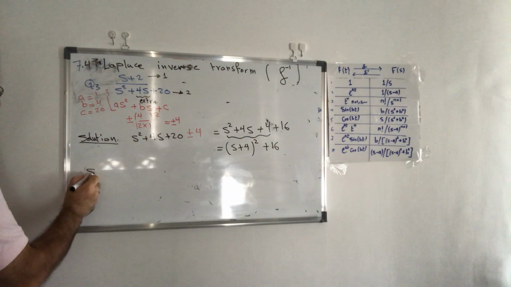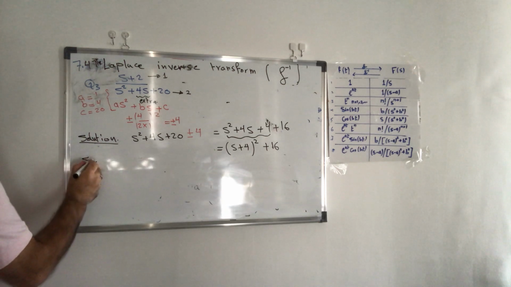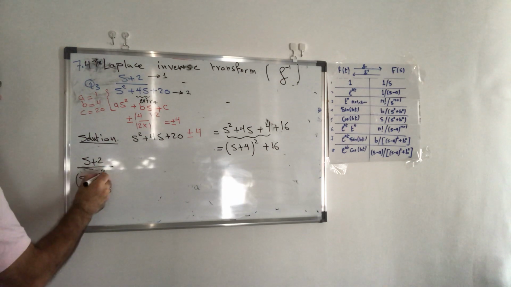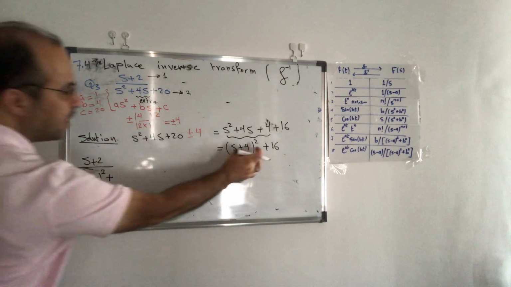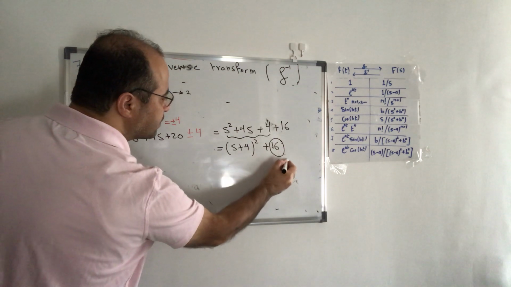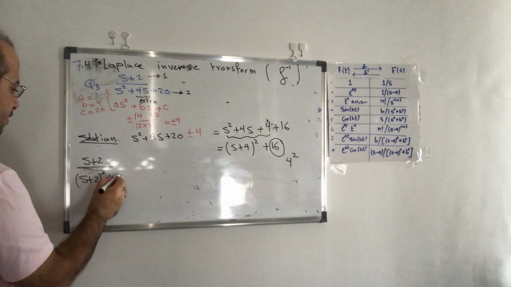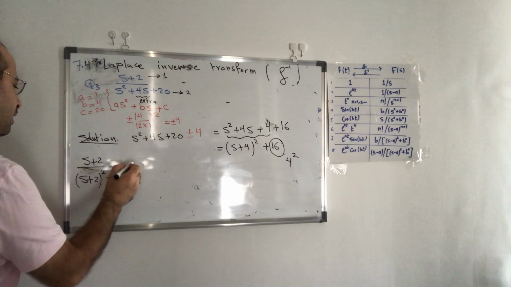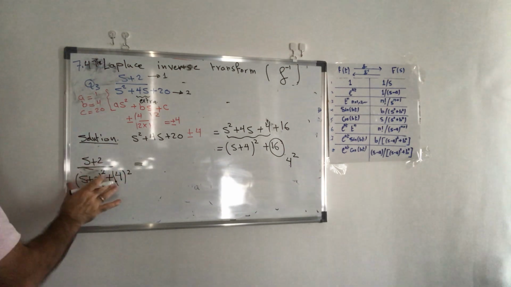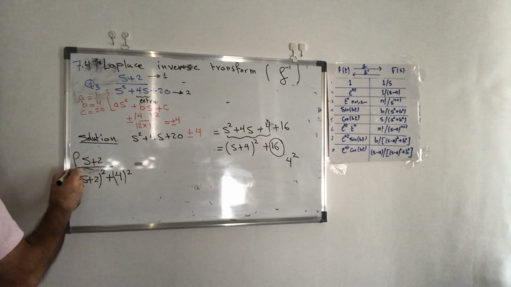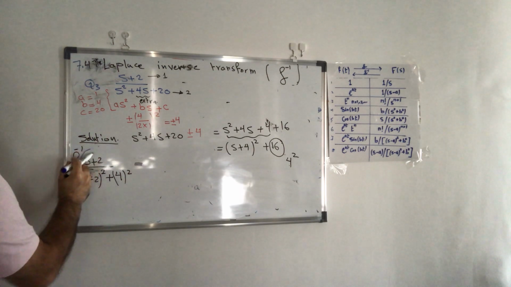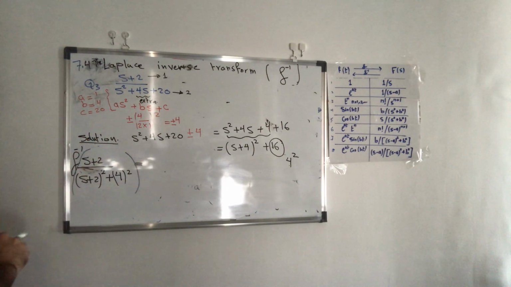Now let me show you what we got. We got s plus 2 divided by s plus 2 squared plus 16. I like to write this 16 as 4 squared, plus 4 squared, right? And we need the Laplace inverse of this guy, right? How do you do the Laplace inverse of this guy?